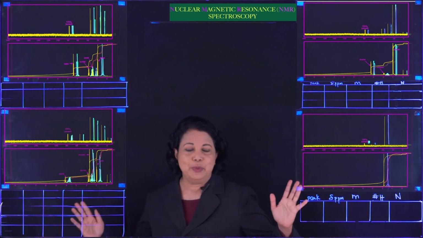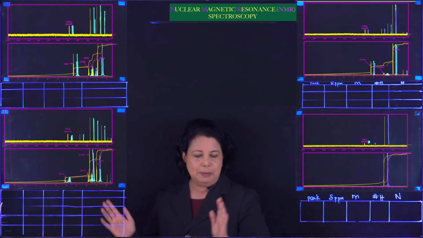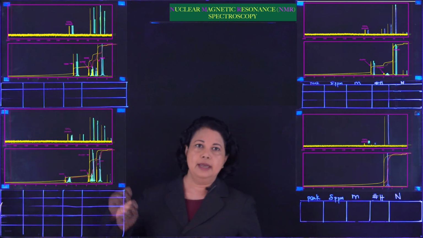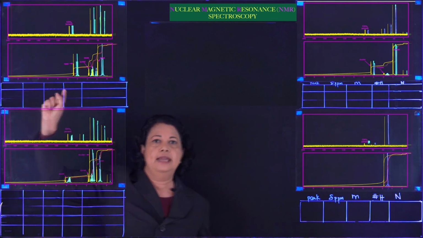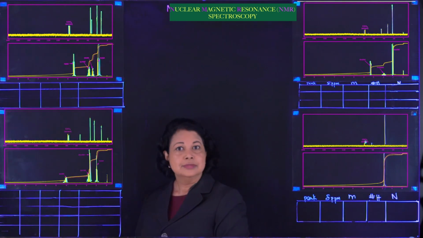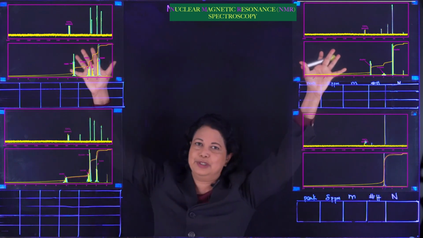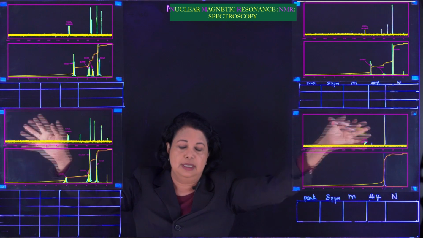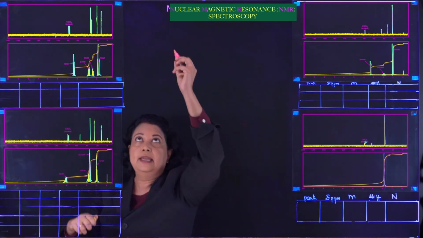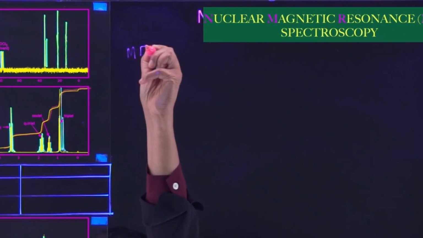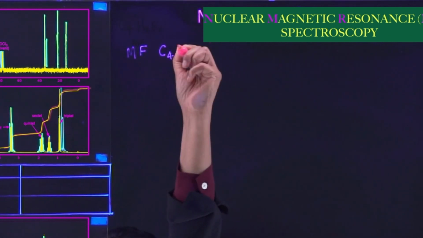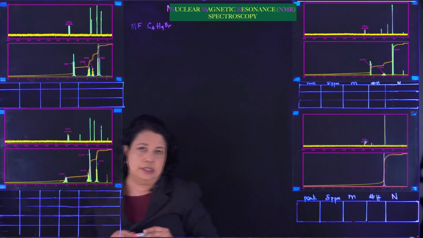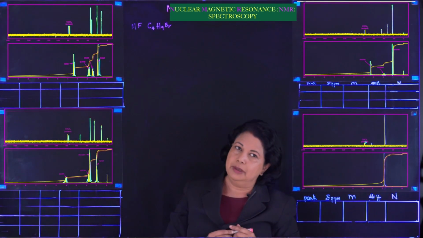Welcome back, everybody. We are going to talk about NMR spectroscopy. We have two different NMR spectroscopies combined, a carbon-13 and a proton NMR. So we have 4 spectra here for you. Actually, we have 4 sets of spectra, and they all have the same molecular formula, which is C4H9Br. So they're just isomers of C4H9Br.